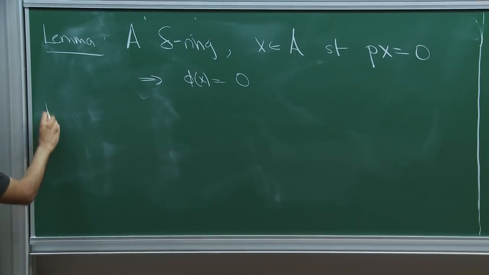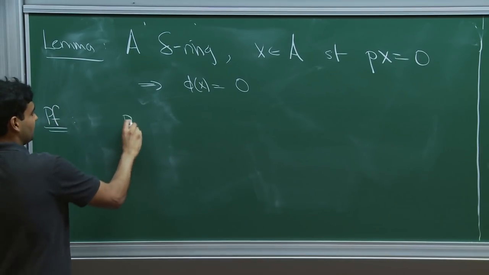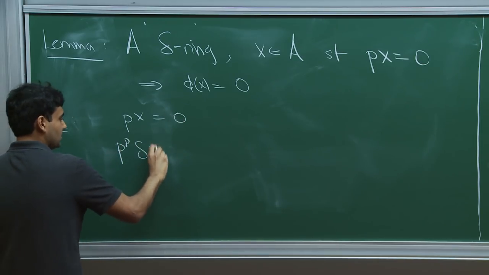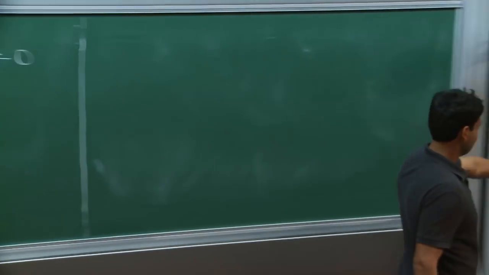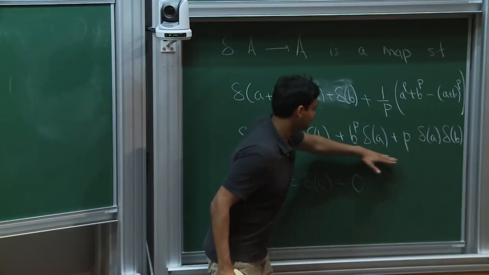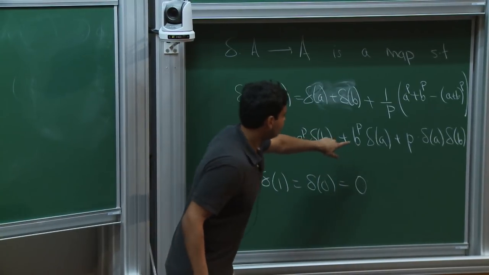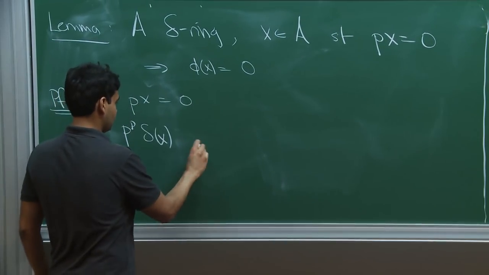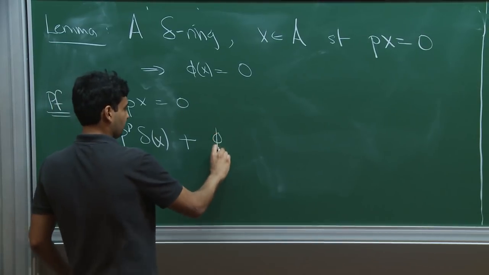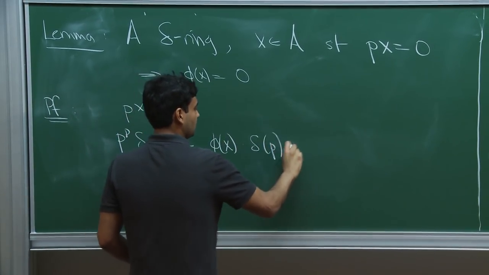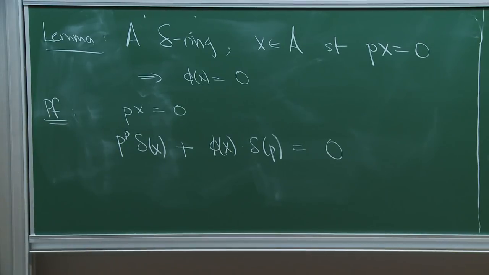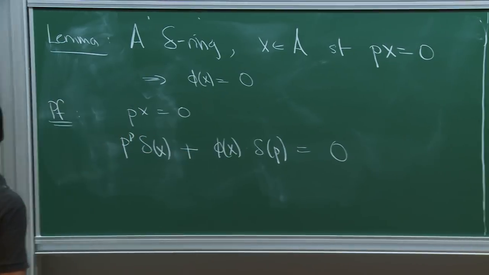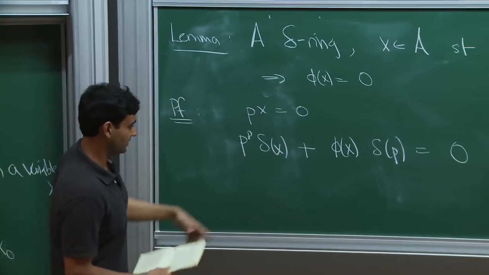So let's actually prove this because it's very easy. So we have px equals 0. So we apply delta to both sides. And if you think about it, I guess I should have said this. So in this identity, once I've defined something called Frobenius, I can combine these two terms into a single term, which is phi of x times delta of p. And so if I do that over here, I get phi of x times delta of p is equal to 0, if I did it right. Okay, and so we want to show that phi of x is 0. Now, this guy is a unit, as I just explained. So it's enough to show that this other term is 0.